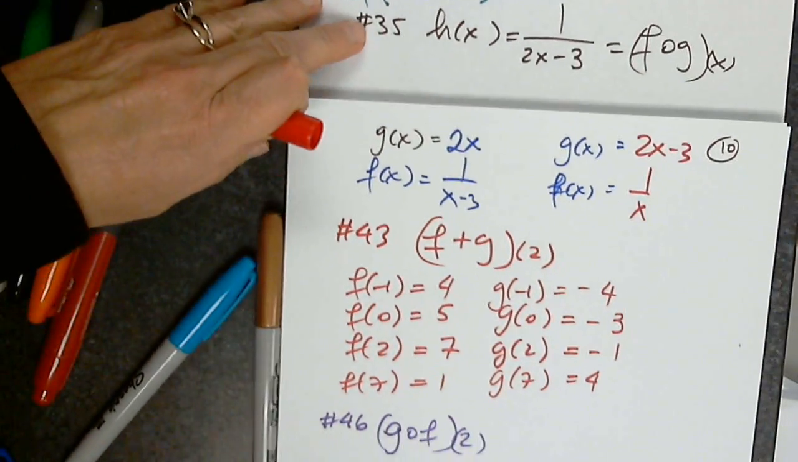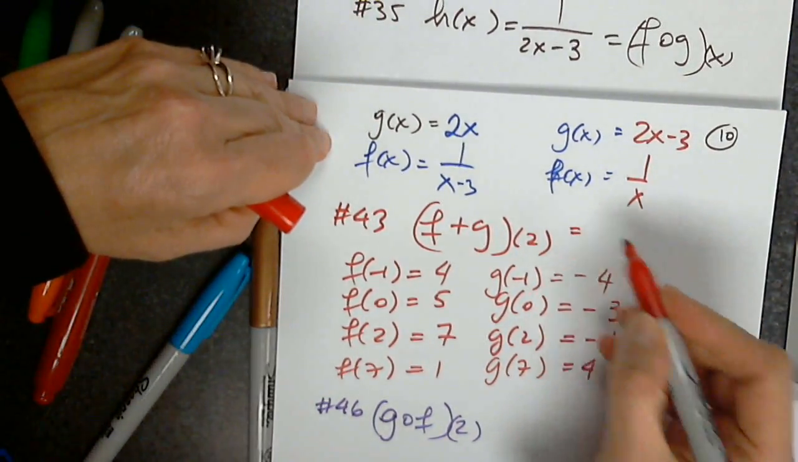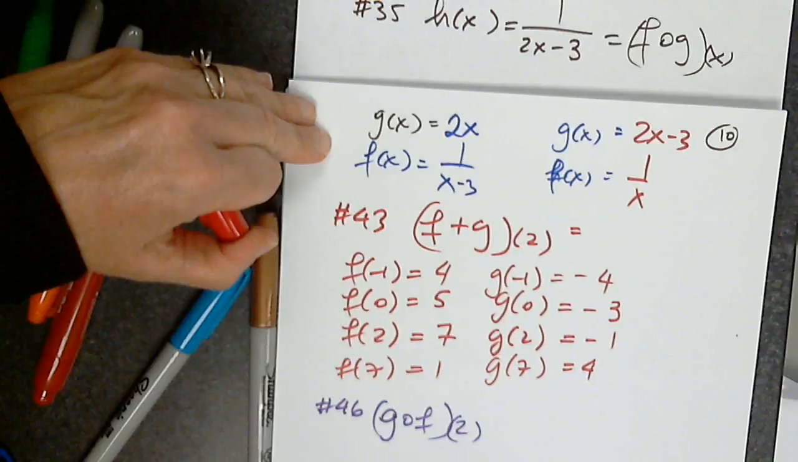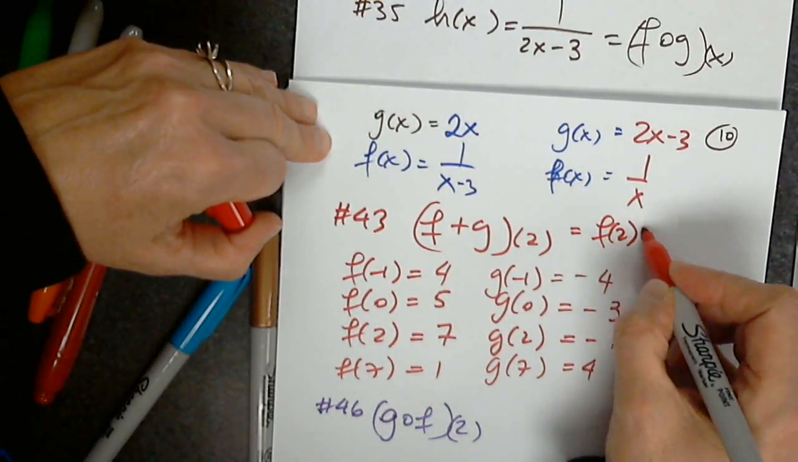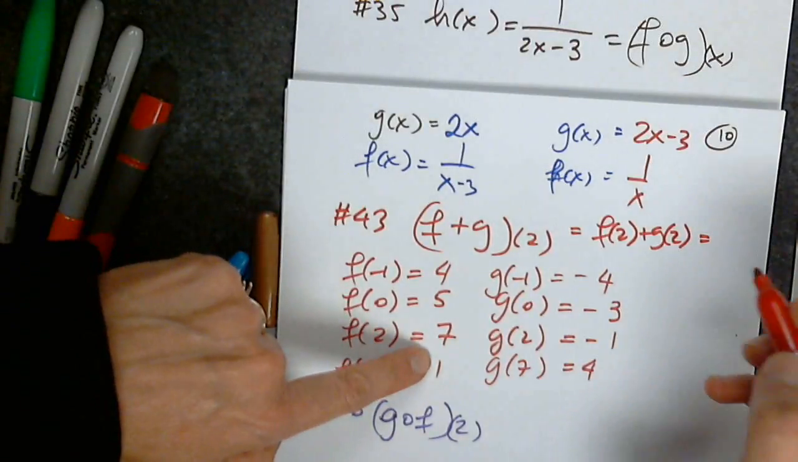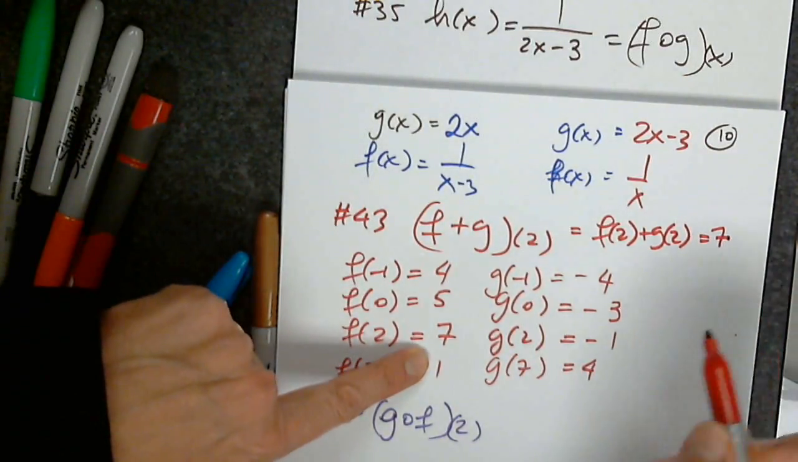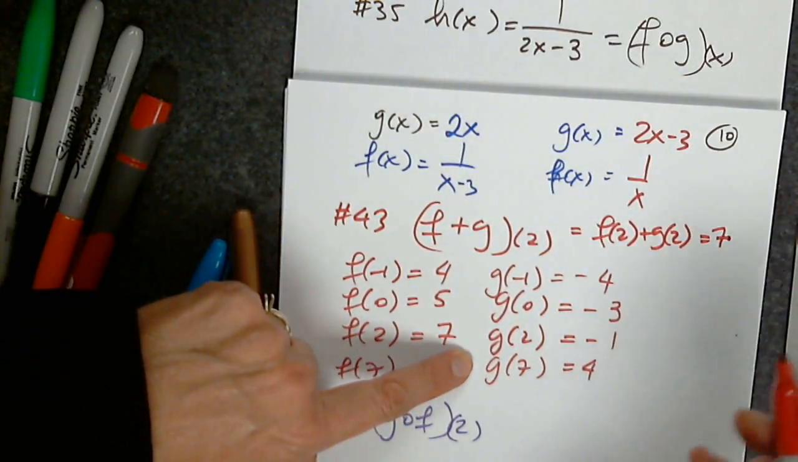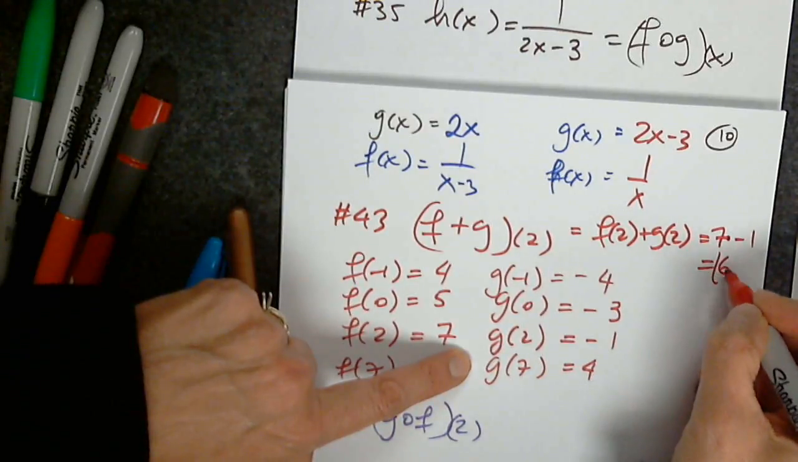Obviously, by definition, (f + g)(2) will be f(2) + g(2). And you're right, f(2) is 7, and g(2) is -1. So this is 6.